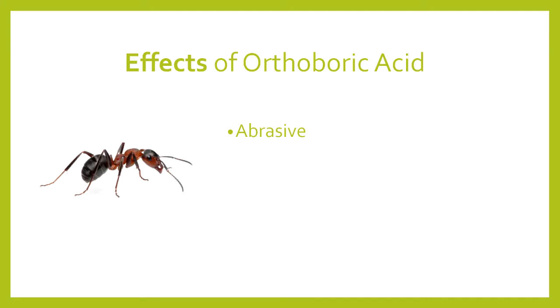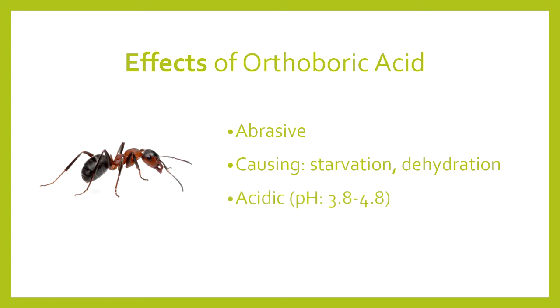The boric acid dust clings to the legs and bodies of the insects and acts as an abrasive on their exoskeletons. As the insects groom themselves, they consequently ingest the pesticide, which disrupts stomach function, and as a result, the insects die from starvation and dehydration. Since boric acid is a weak acid with a pH of about 3.8 to 4.8, it is poisonous to an insect's nervous system.